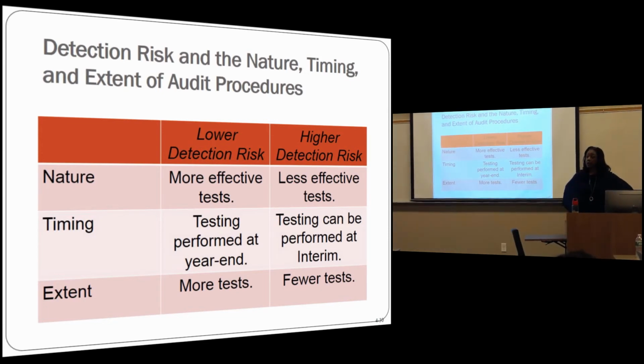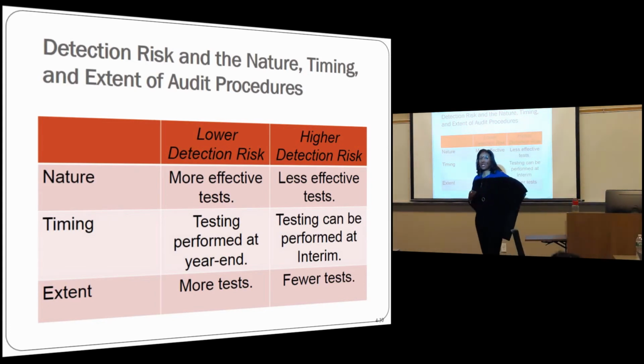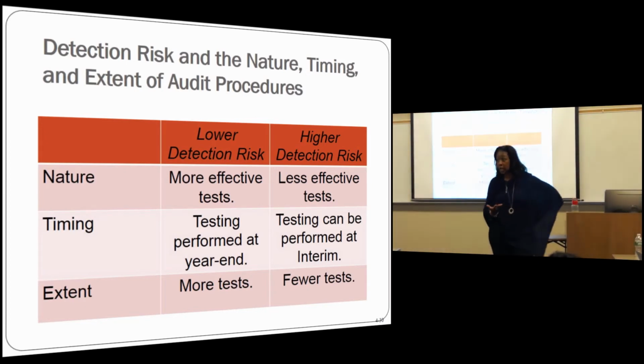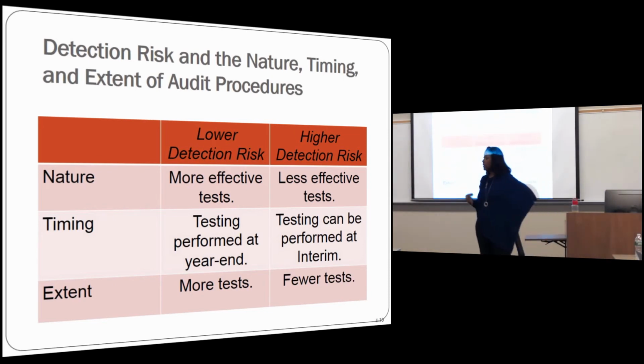And conversely, if the auditor determines that the risk of material misstatement is low, then they're willing to accept a higher risk that they won't detect a material misstatement. When we say less effective tests, it's a bit of a misnomer, but the focus of the test is different, because you're focused on controls. So basically, when the risk of material misstatement is low, the client has effective internal controls, and therefore the auditor is going to test more controls. The majority of their tests will be on controls.